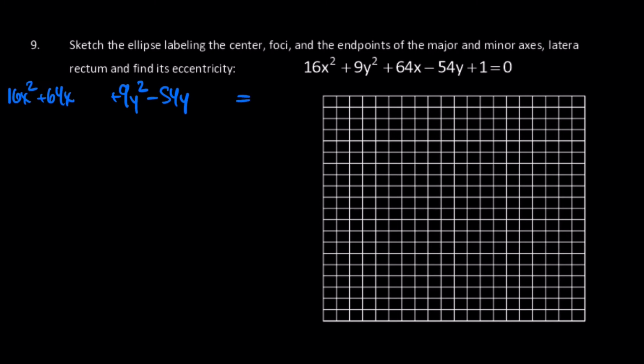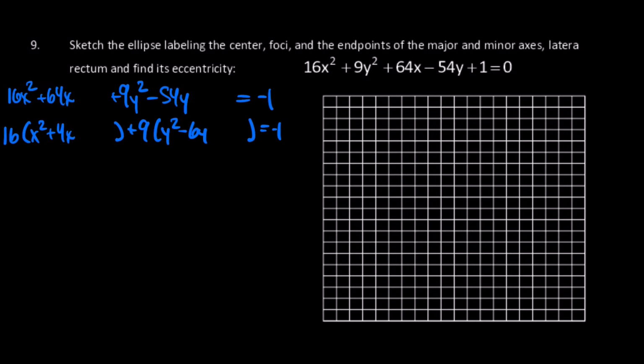And then don't forget, do the simple stuff. We're subtracting 1 from both sides. So if I want this to go to the other side, it's got to be negative 1. Now I take out a GCF. So take out a 16 here. That gives me x squared plus 4x in parentheses. Take out a 9 here. That gives me y squared minus 6y equals negative 1.